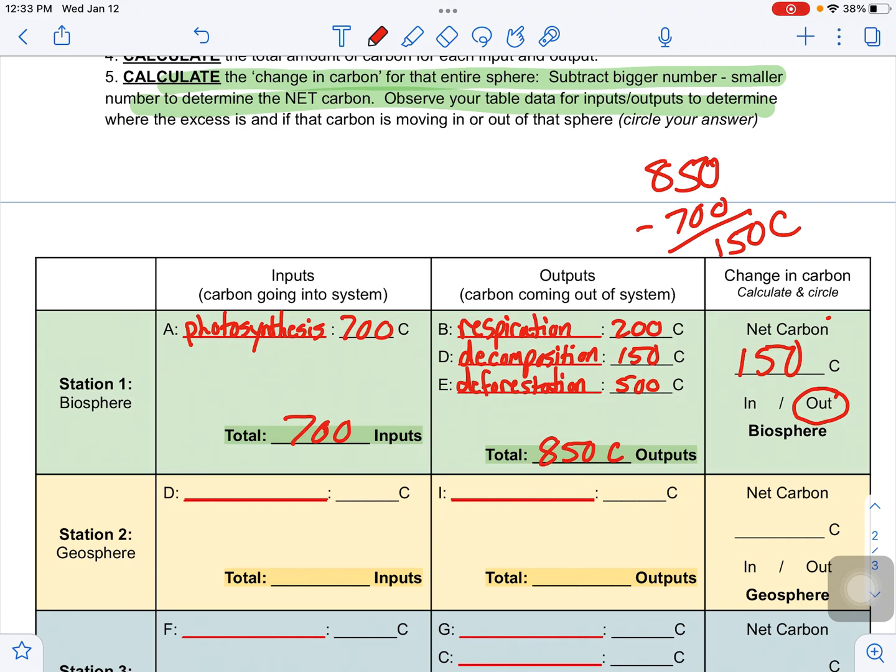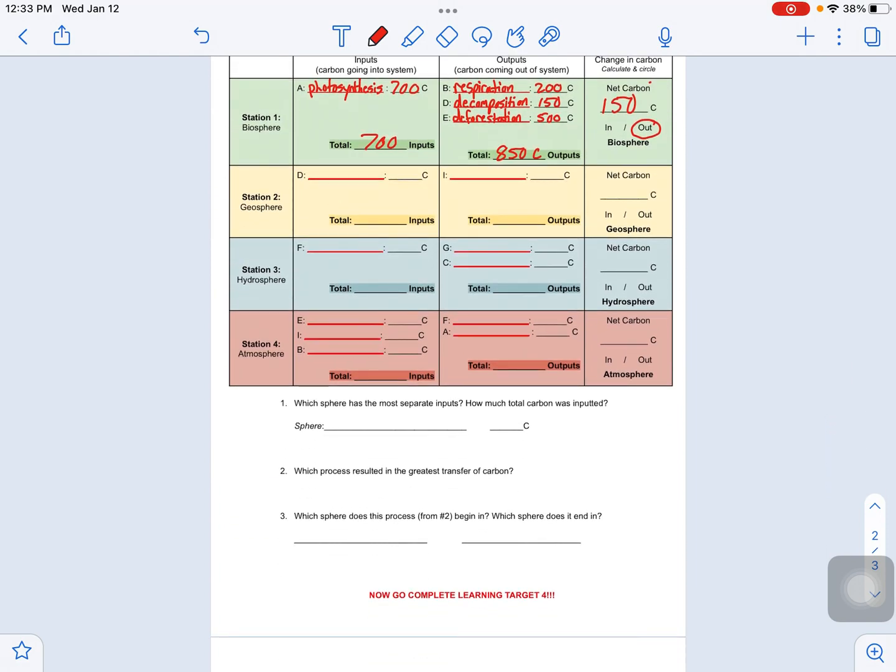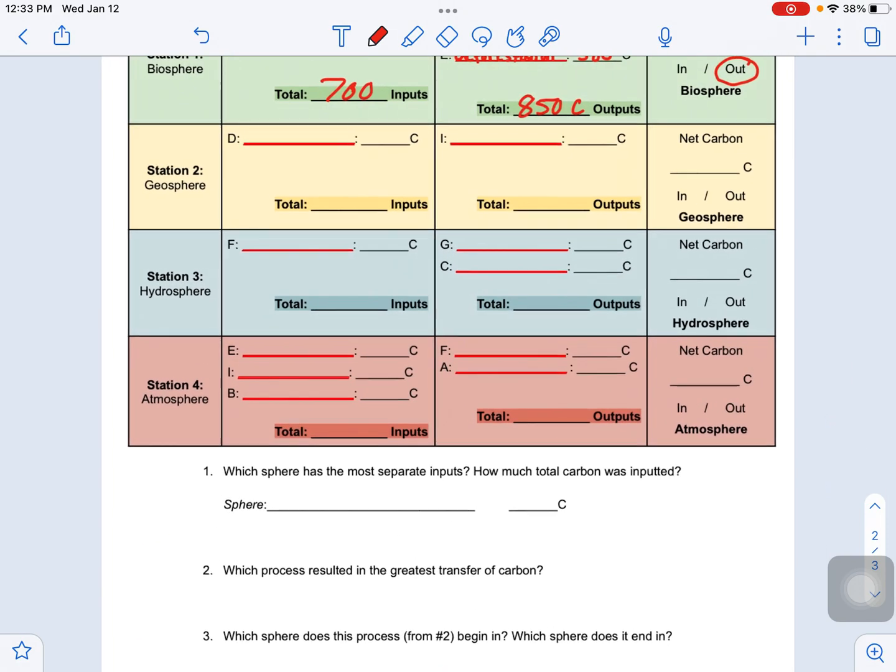Now I'm going to do that for each of the 4 stations, and then we'll answer the couple questions at the bottom. Okay, good luck.